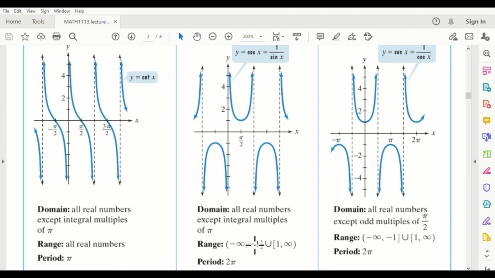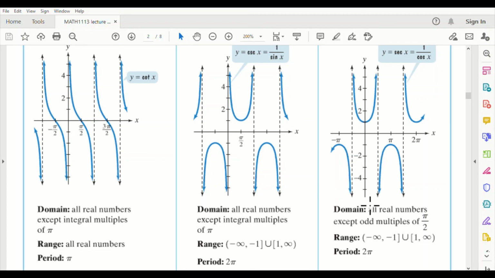Its range, it goes all the way from negative infinity all the way up to 1. Then there's a union from 1 to infinity, right? So there is no possible output for the function cosecant between negative 1 and 1, right? There's a big gap in the middle. Its period is 2 pi because it takes 2 pi units for it to go through a full cycle.